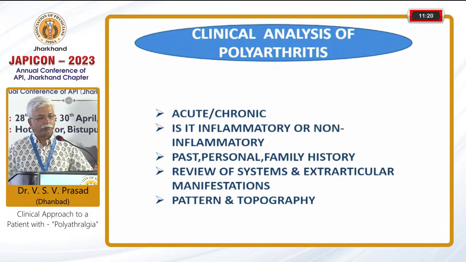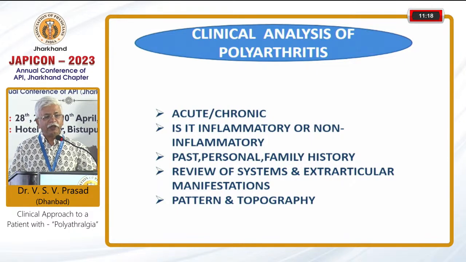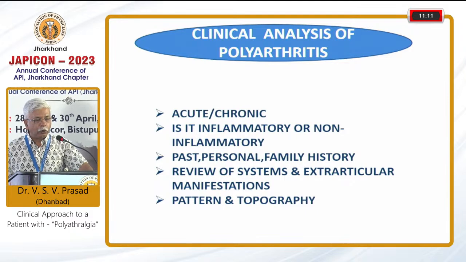Next slide. So when we look at a case of polyarthritis, we need to determine whether it's an acute polyarthritis or a chronic polyarthritis. The second thing, of course, is whether it's an inflammatory polyarthritis or a non-inflammatory polyarthritis. We also look at the past history, the personal history, and the family history. These are important when you're dealing with the diagnosis.